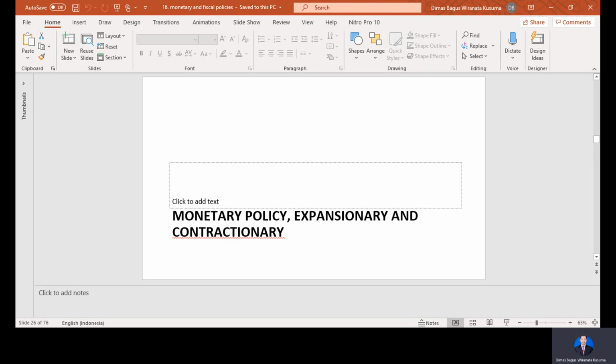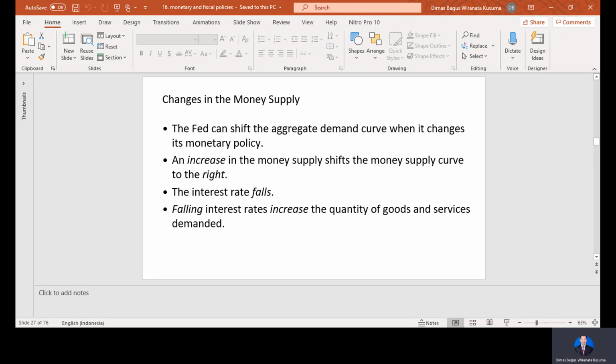Okay, dear sisters and brothers, we will try to continue the discussions on monetary policy, expansionary and contractionary actions. As we learned before, when we talk about monetary policy, we talk about money supply. So what makes the money supply change? First, the Fed can shift the aggregate demand curve when it changes its monetary policy. So when monetary policy changes, it will shift the aggregate demand curve.